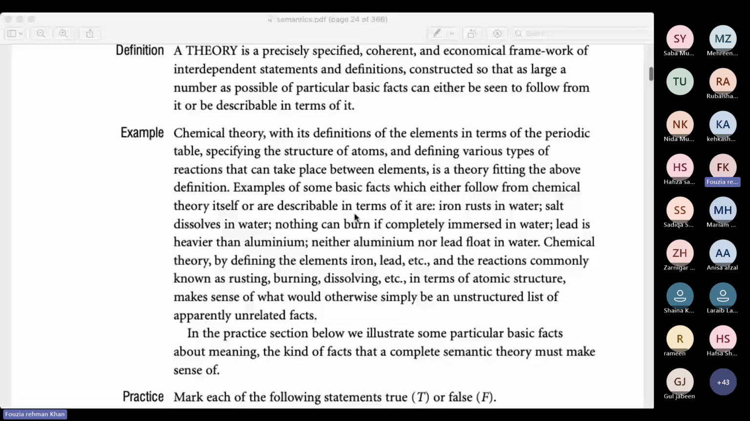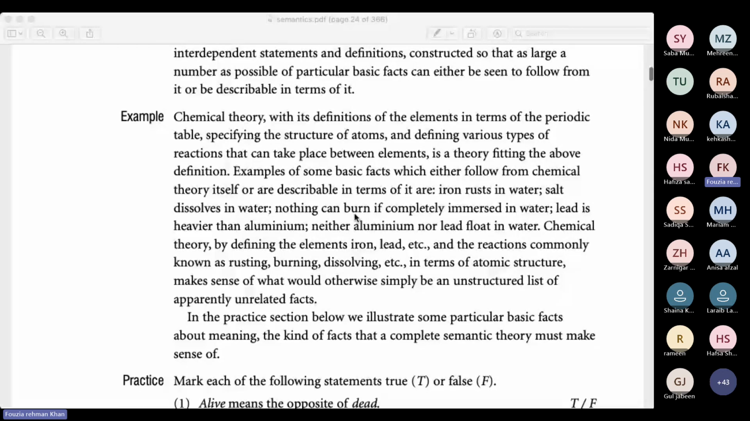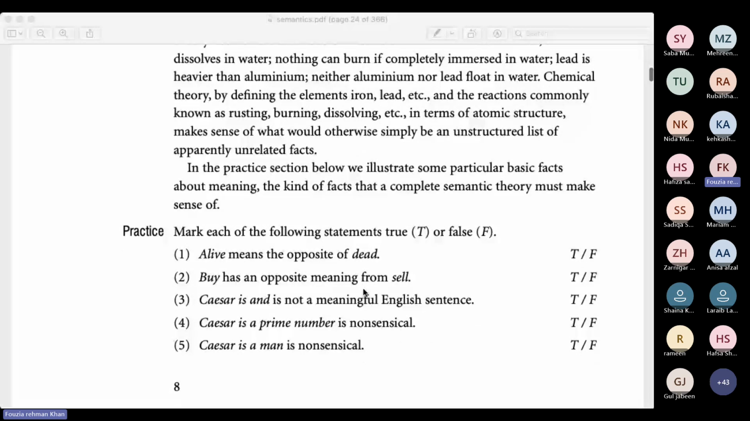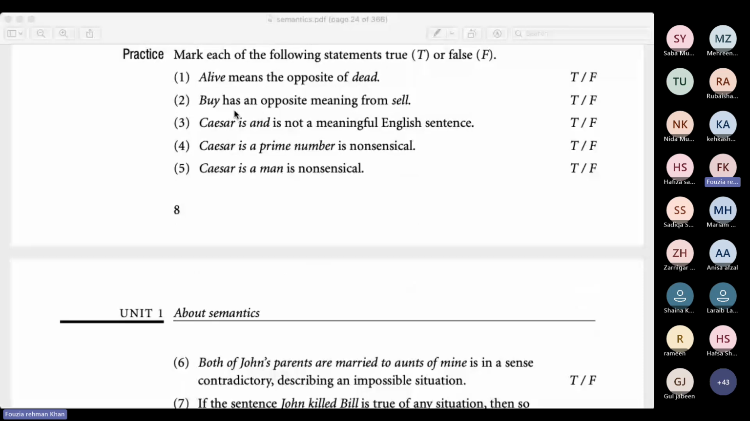Then they say that semantic theory is something similar to a chemical theory. We will talk about semantic theory in detail in a while, but let's continue talking about meaning. In this practice, mark each of the following sentences as true or false. Alive means the opposite of dead, which is true. Something that is not alive, the chances are that it is dead. Next one: buy has an opposite meaning from sell. The relationship between these two is that of antonyms, which is true also.